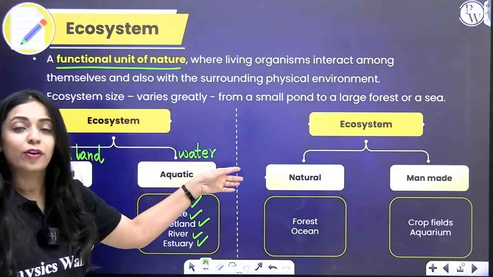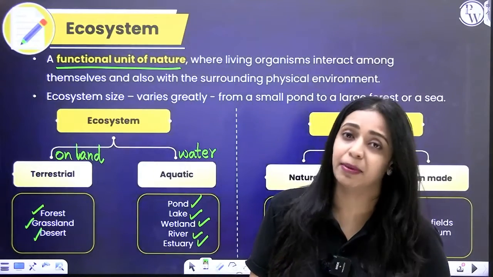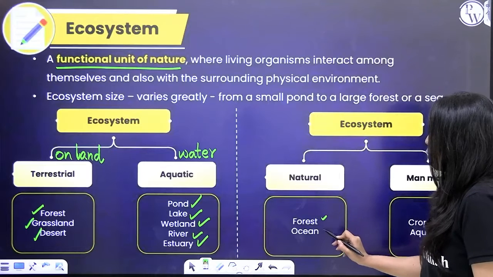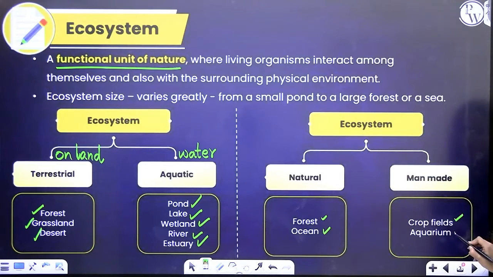There's another way of classifying an ecosystem based on whether it's natural or man-made. Let me give you examples first. Natural ecosystem examples are forest and ocean. Man-made ecosystem examples are crop fields and aquarium.